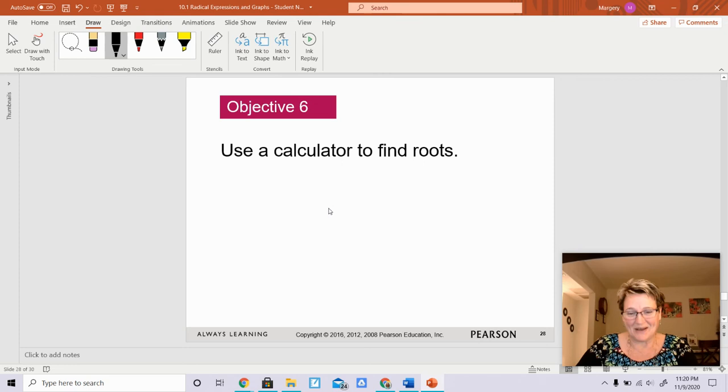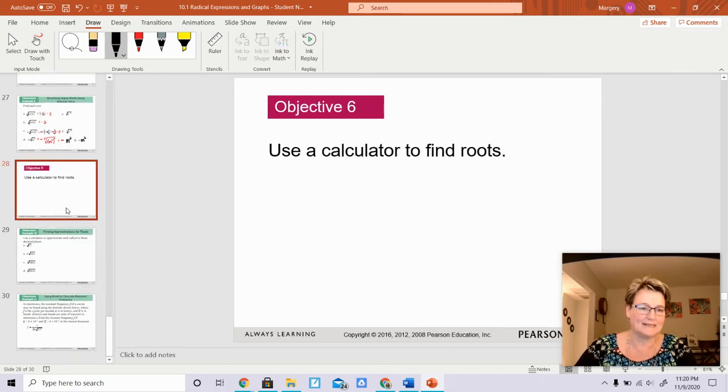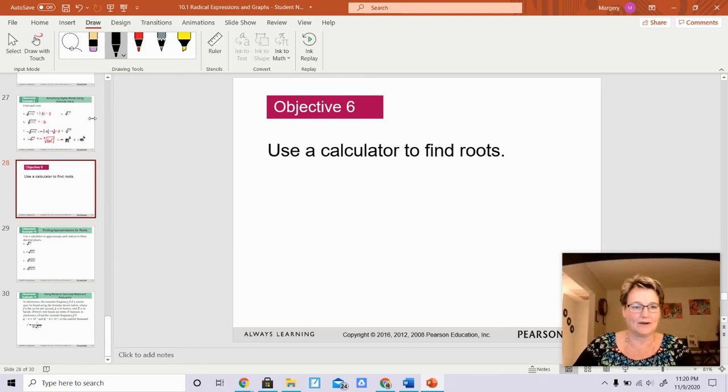So let's keep going, and I'm okay on time. Now we're going to use our calculator to find roots. And let me see how much more I need to go. Otherwise, I think I can get done with this quickly. All right, here we go.